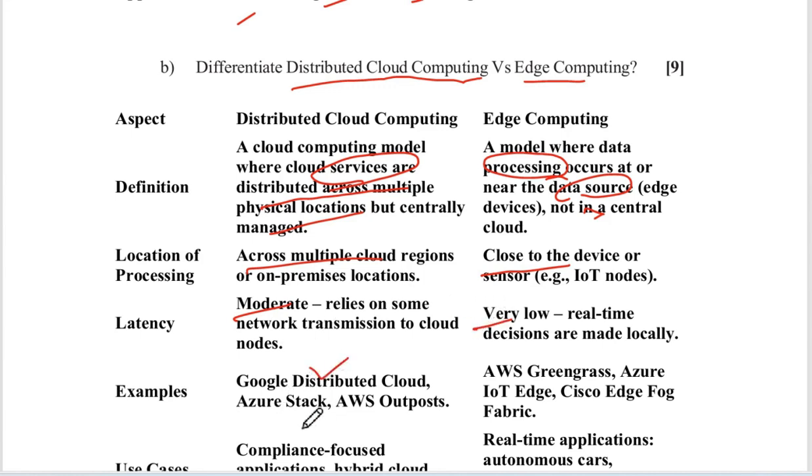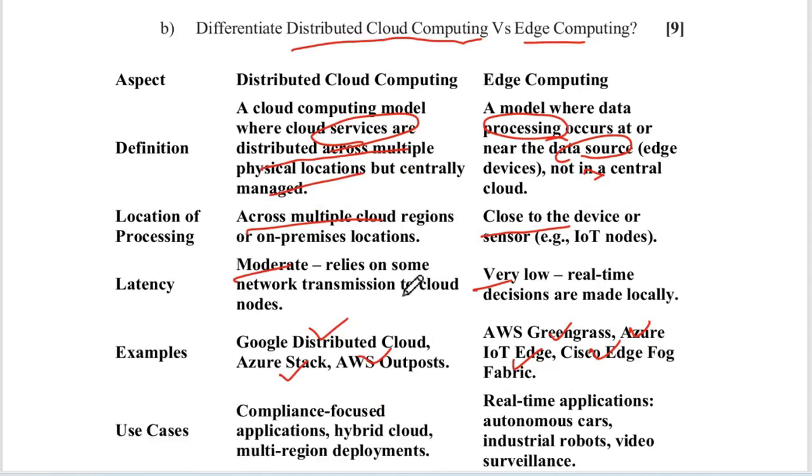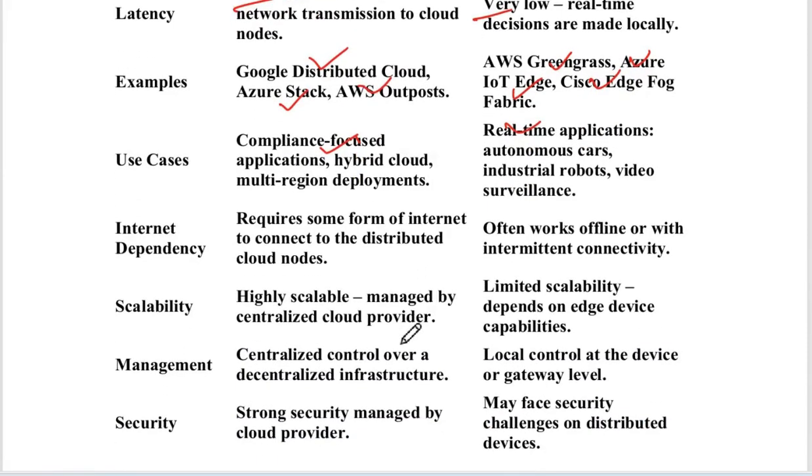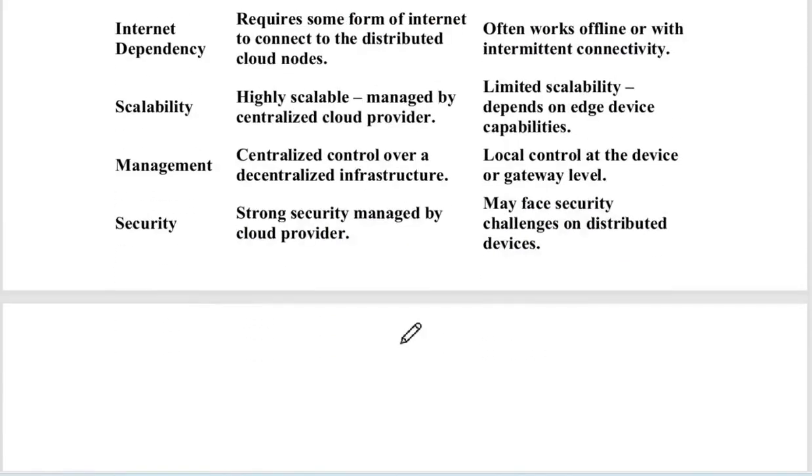Examples: Google Distributed Service, AWS, and Azure are the cloud. AWS Greengrass, Azure IoT Edge, Cisco Edge, Fog Fabric, all these are the edge examples. Use cases, that is the examples, focus, compliance focus, real time. All these are the points you can read and get them.